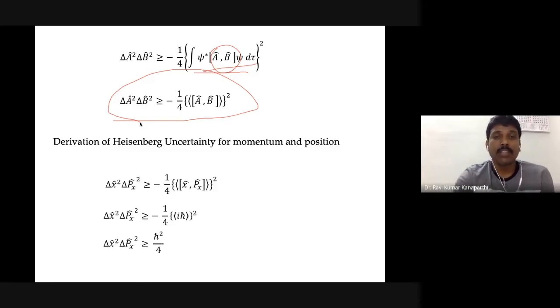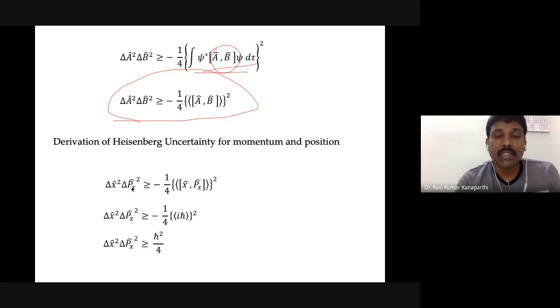Well, we know that this particular relation, as I mentioned, is true for any mutually related observables and the operators. So momentum and position are related. Therefore, we can apply it to the position and momentum operators, and it is nothing but delta x square, delta px square. A you can replace with x, and B replace with px. Then it is greater than or equal to minus 1 over 4 times the expectation value of the commutator x comma px, squared.